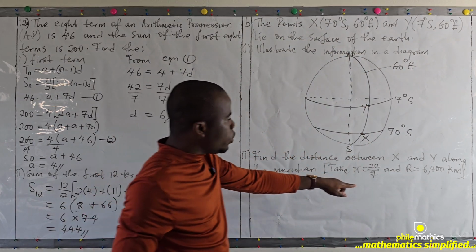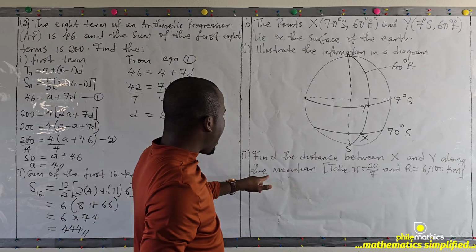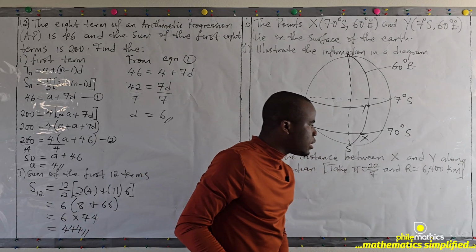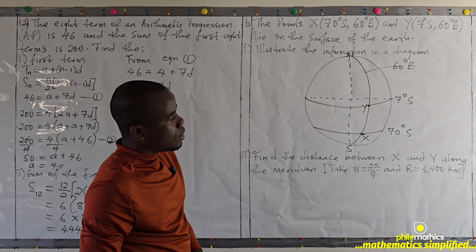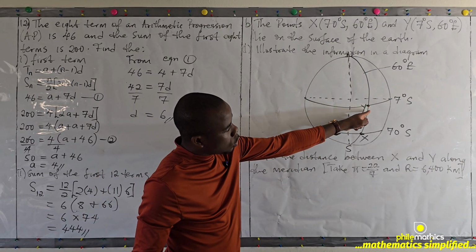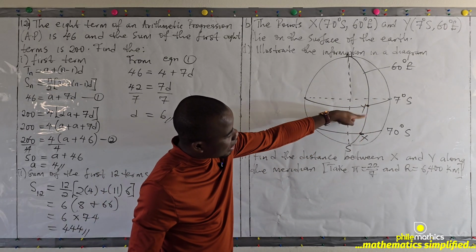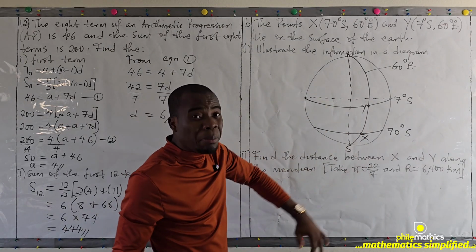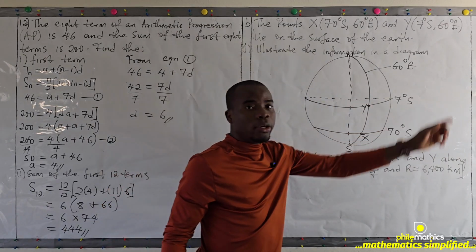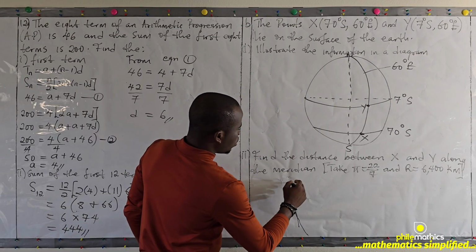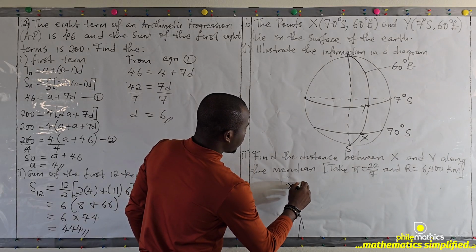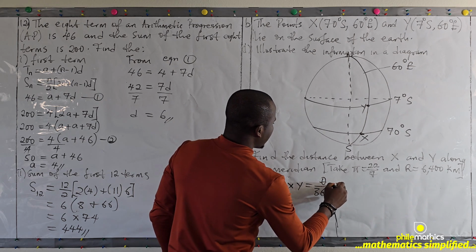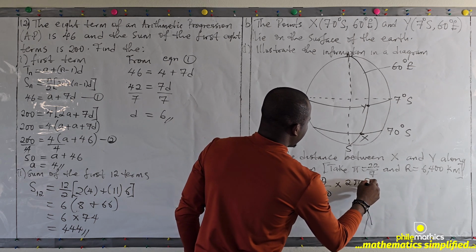Find the distance between X and Y, this distance, along the meridian. Take pi to be 22/7 and r to be 6,400. So what we are actually looking for is this length of arc. We just use the formula for length of arc since it's along the meridian and not along the equator. So the distance XY is simply theta over 360 times 2 pi times the radius of the earth.